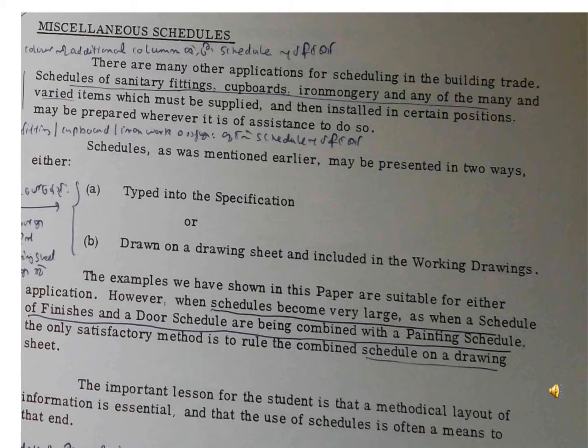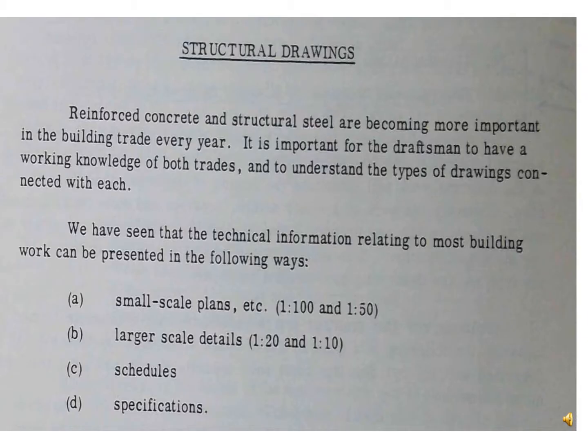The next one is structural drawings. Reinforced concrete and structural steel are becoming more important in the building trade, so it is important for draftsmen to have a working knowledge of this trade. In this case, structural drawings also have to utilize small scale plans at 1 to 100 and 1 to 50, large scale details at 1 to 20 and 1 to 10, and schedules and specifications. These are all related to the structures.